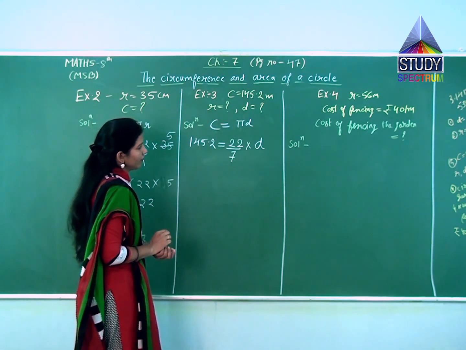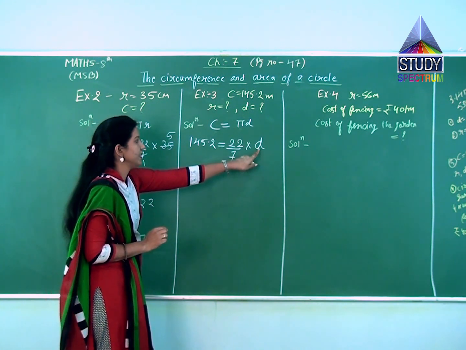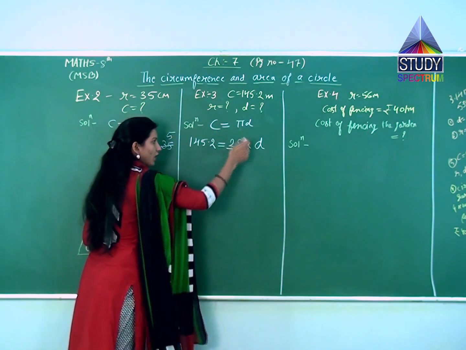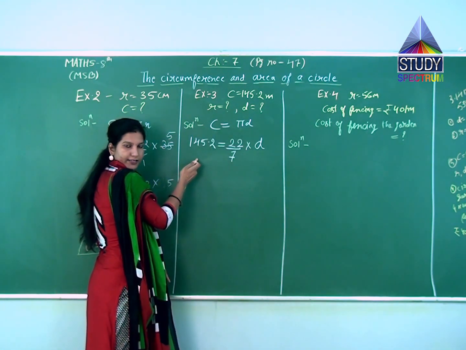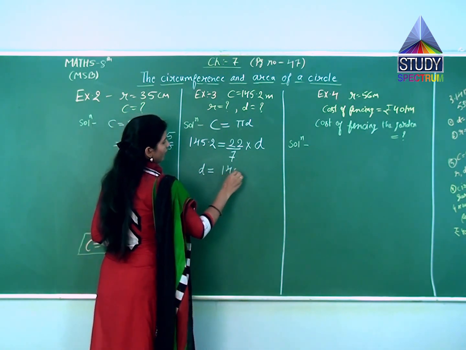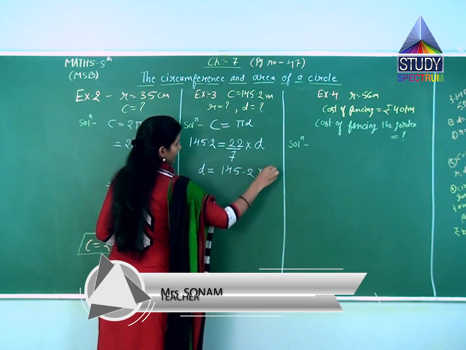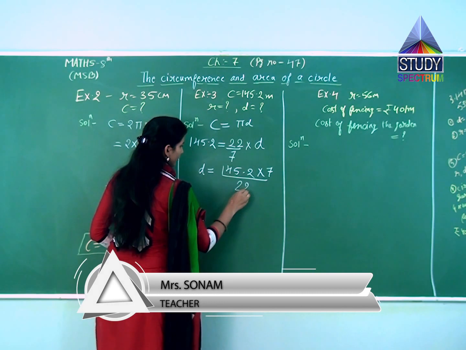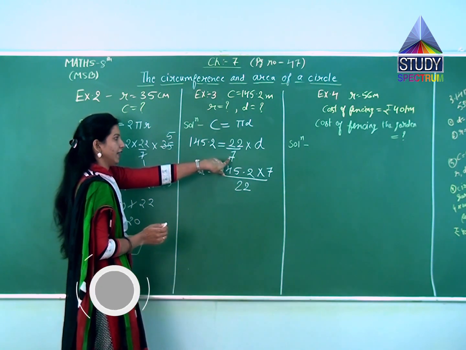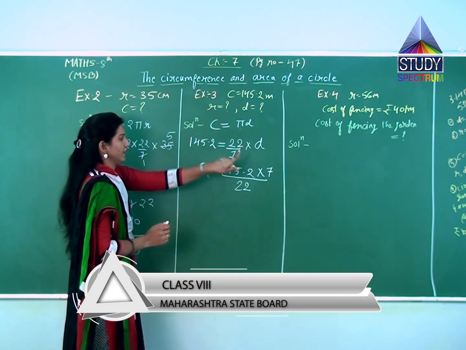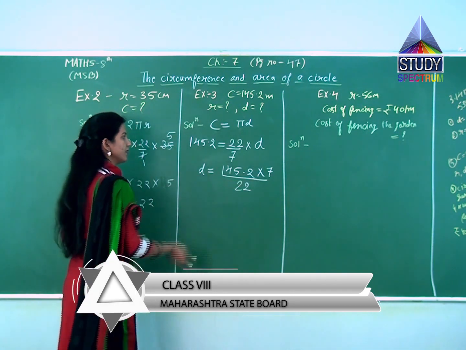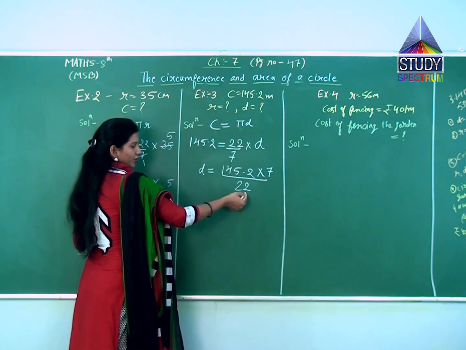Now, if you want to find out the value of d, you will have to isolate this d from here. And for isolating, you have to take all the other terms to the other side of the equal sign. So our next step will be d is equal to 145.2 into 7 upon 22. Why so? Because this 7 is here in division operation. Then after going to that side, this will be in multiplication operation. And as it is, these 22 will be in division operation.